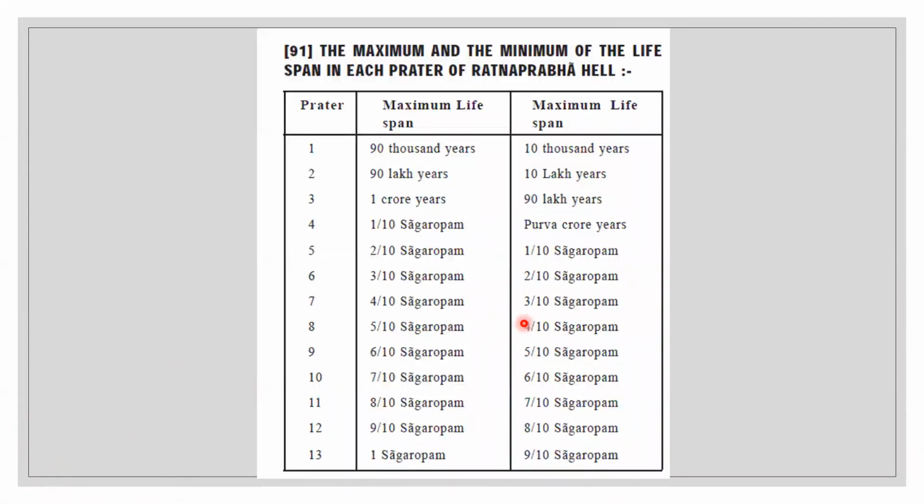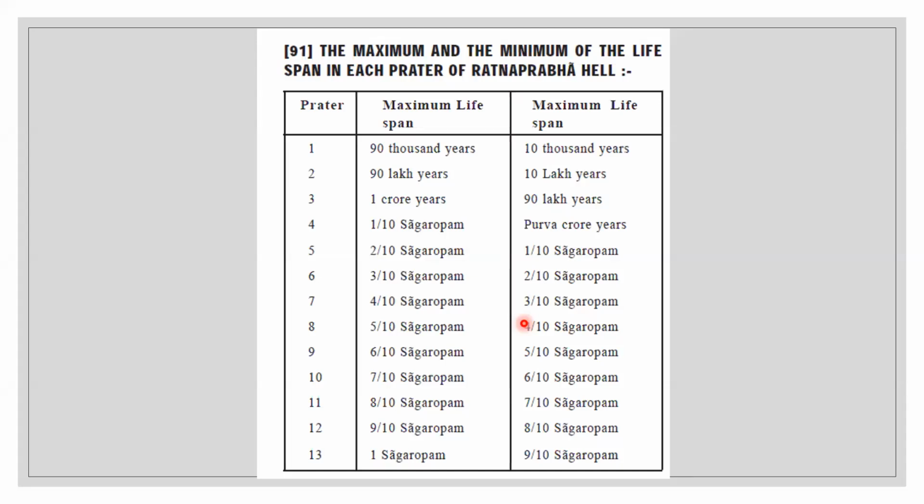So depending on where the Jews are born in the first Narak, if you are born in the first Pratar, then your Ayushya is different. For the first Pratar, the minimum Ayushya is 10,000 years, maximum Ayushya of the Jews is 90,000 years. If the Jew is born in the second Pratar, the Ayushya increases. As you go down, the Ayushya increases. So in the second Pratar, the minimum Ayushya is 10 lakh years, maximum Ayushya is 90 lakh years. In the third Pratar, its minimum Ayushya is 90 lakh years, maximum Ayushya is 1 crore years.